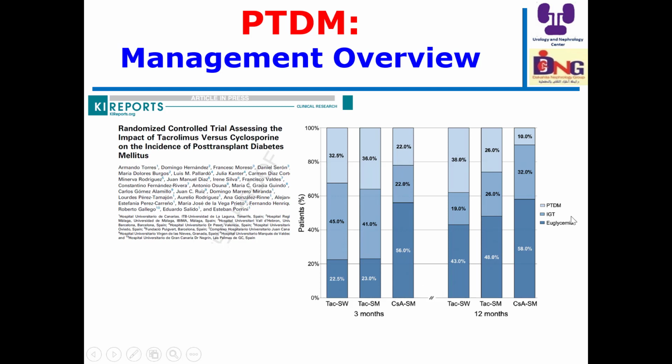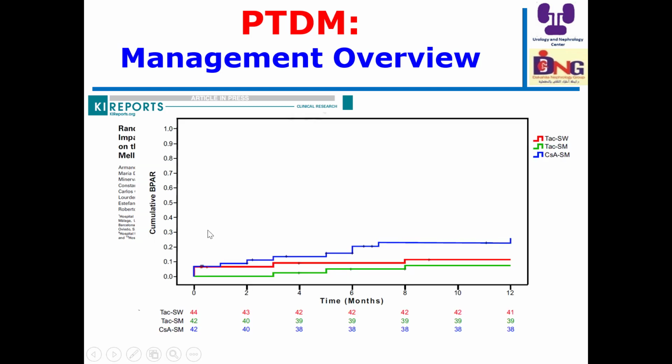So what do you see? Euglycemia is represented by dark color. So cyclosporin plus steroid minimization is associated with significantly higher euglycemia in comparison to tacrolimus. Look here, rejection is significantly higher with the cyclosporin arm. So it seems that it's wiser to use tacrolimus with steroid minimization or steroid withdrawal according to the immunological risk of the patients.